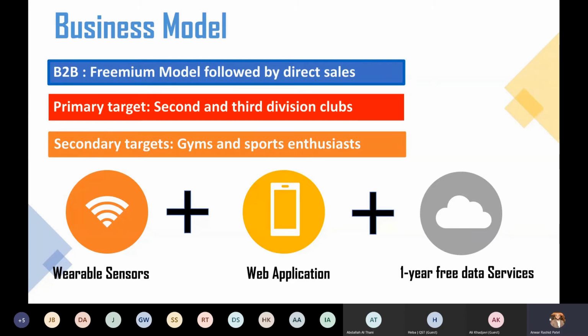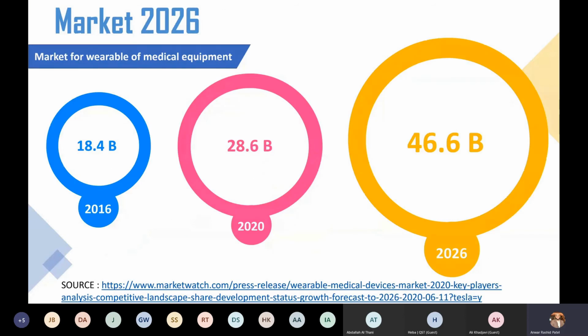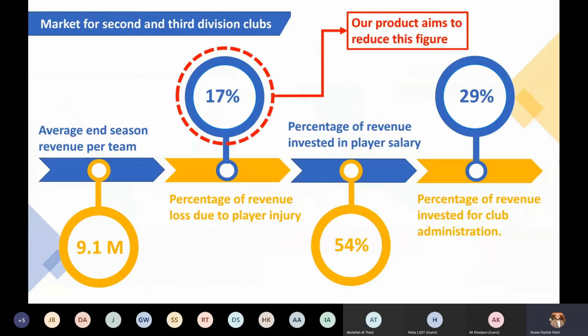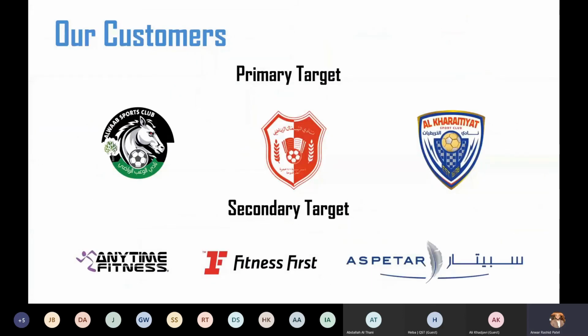The available market for medical sports tech has been increasing exponentially, and it's expected to hit over $46 billion by the year 2026. It is also estimated that second and third division clubs pay 17% of their revenue on medical treatment, which is around $1.5 million a year, and this is what we aim to target and lower for these clubs.